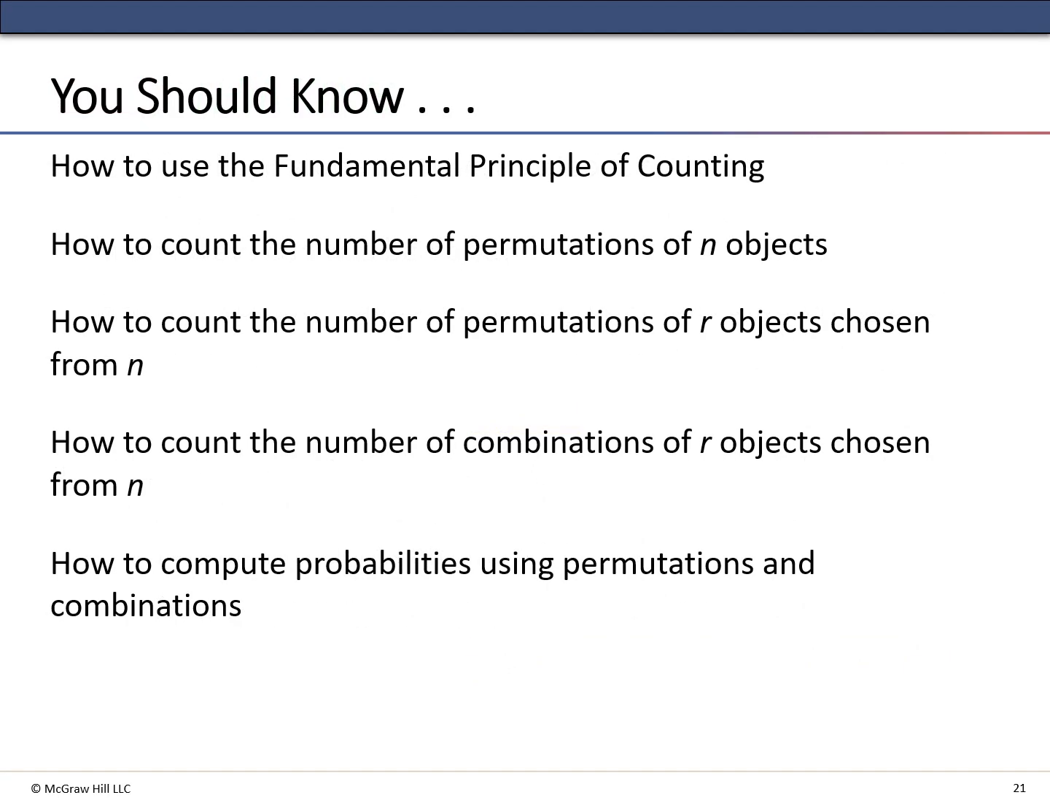So we've covered all of these. Make sure, even using the language here, do you know what the fundamental principle of counting is? Do you know how to count the number of permutations of n objects? How to count the number of permutations of r objects chosen from n? How to count the number of combinations of r objects chosen from n? How to compute probabilities using permutations and combinations, and do you know how to figure out when it's a permutation versus a combination? These are very important. We've just done a couple exercises in here, so rely heavily upon them.